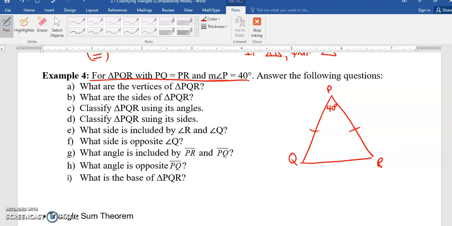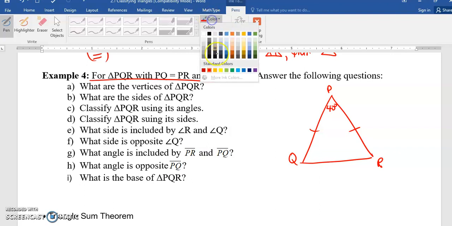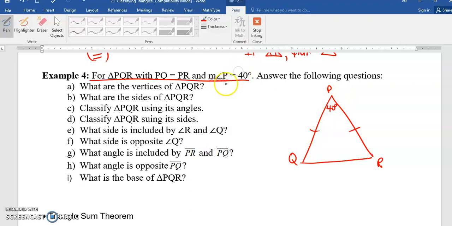What are the vertices of the triangle? Well, the vertices are the points at the corners. So with points, all we have to do is list them. P is a vertex, Q is a vertex, R is a vertex. I don't have to say point P. Using that capital P means it's a point. What are the sides? The sides are line segments. So line segment PQ is a side, line segment QR is a side, and line segment PR is a side.